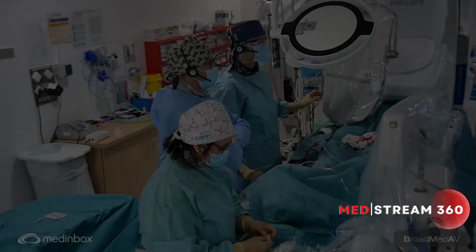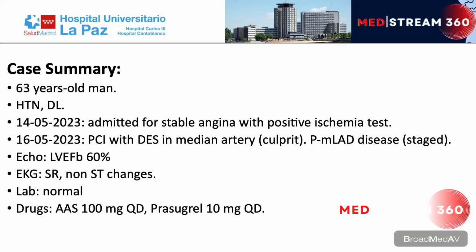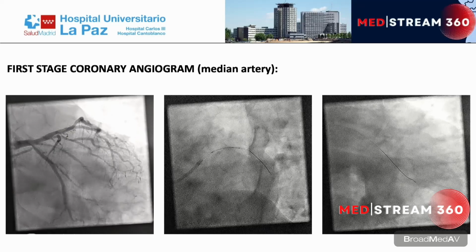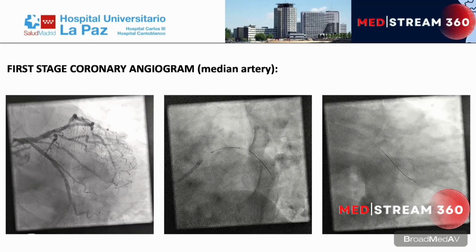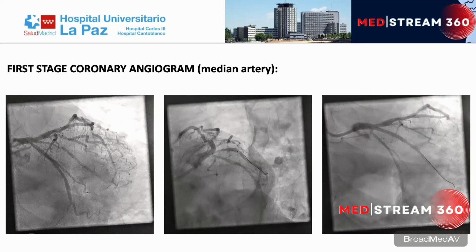So welcome to everyone. We are presenting a 63-year-old male with a medical history of hypertension and dyslipidemia presenting to the cardiology department with exertional angina and a positive stress test. Transthoracic echocardiogram shows no segmental contractile abnormalities and the EKG and blood tests were normal. Coronary angiography reveals a critical stenosis in the median artery that was treated with a stent nailing the ostium.